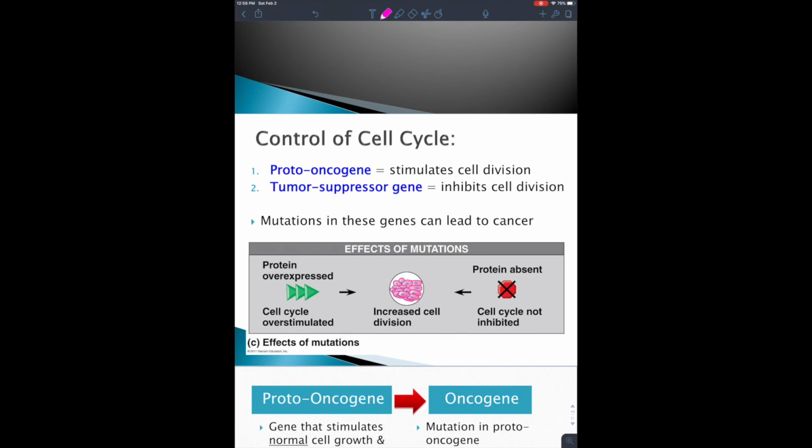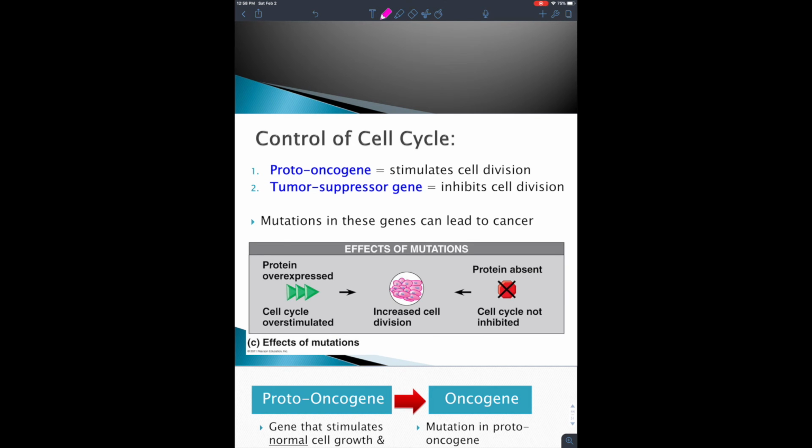All right, back in Unit 5, when we talked about cell division, we talked about proto-oncogenes. We're going to talk about control of the cell cycle one more time because this is related to gene expression. Onco, we think of oncologist or oncogenes, and they usually mean cancerous. Proto-oncogenes stimulate cell division, so they make cell division happen. Tumor suppressor genes inhibit cell division. They're going to stop it and block it.